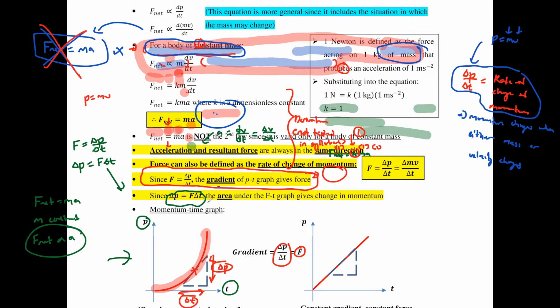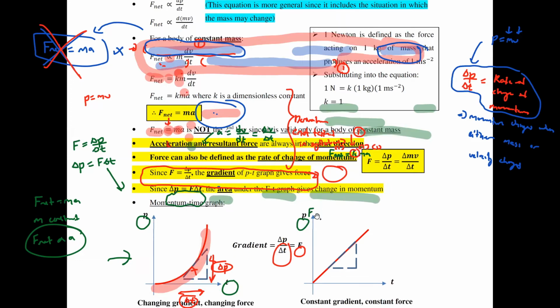Okay, so if change in momentum is force times time, this tells us that the area under a force-time graph gives us change in momentum. So same thing here. If we have a graph of, sorry, there's a typo here. If you have a graph of, no, sorry, this is not a typo.